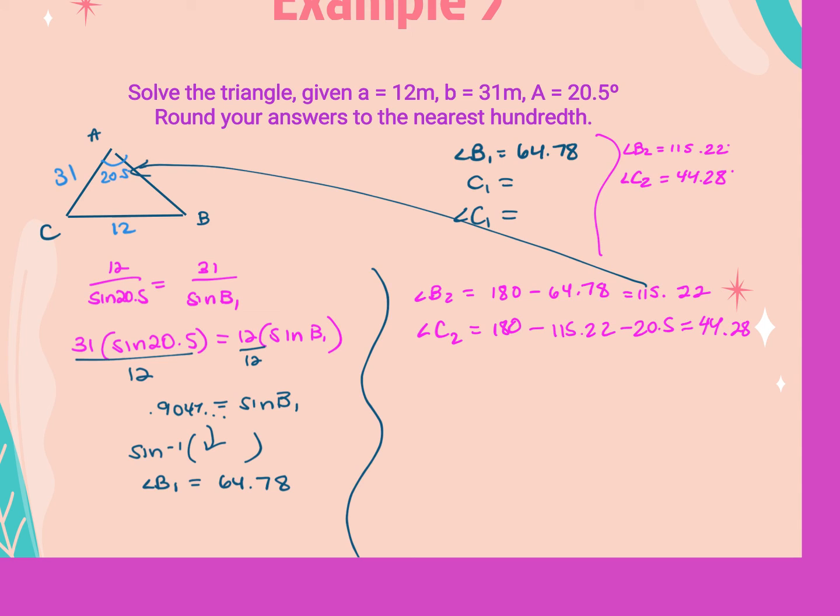Now I could go back and finish triangle 1, or I could finish triangle 2. The order here doesn't matter. Since I just got C2, I'm going to finish triangle 2. So I still use the information that's given. 12 over the sine of 20.5 equals, I want to find C2, so I need side C2 over the sine of angle C2, which is 44.28. Cross multiply.